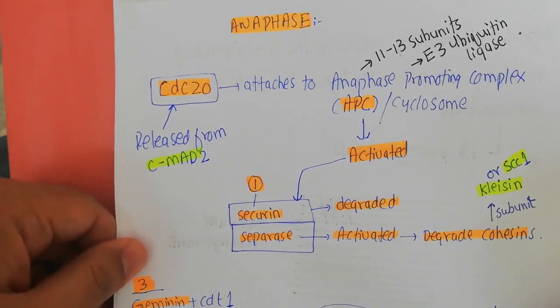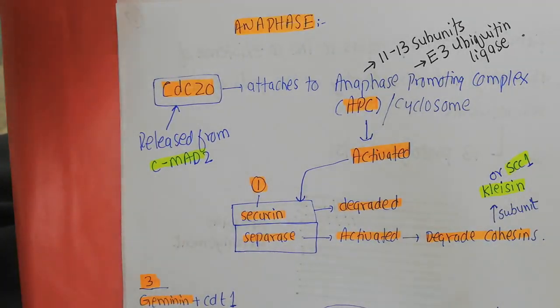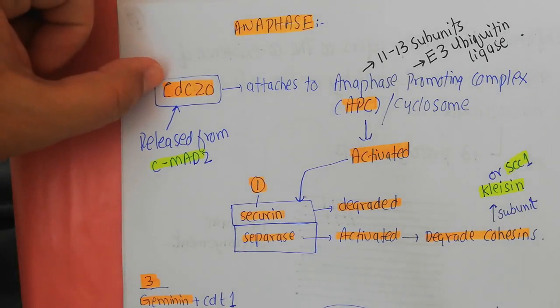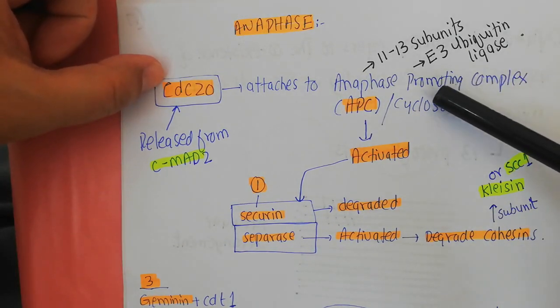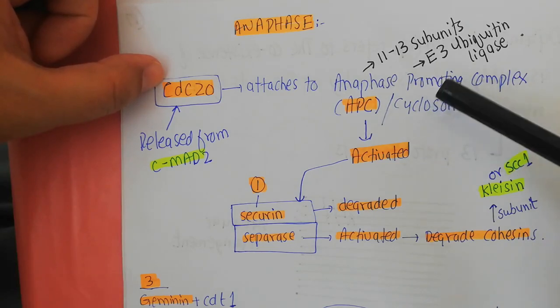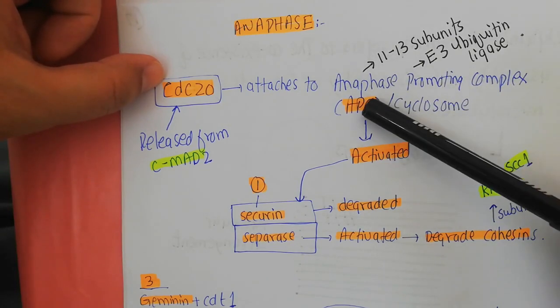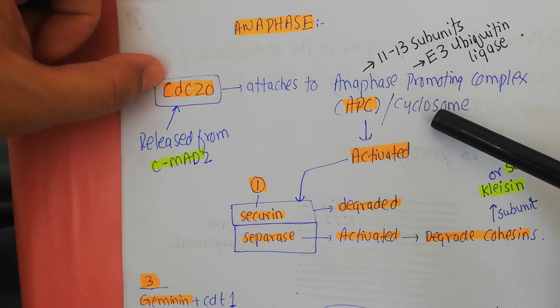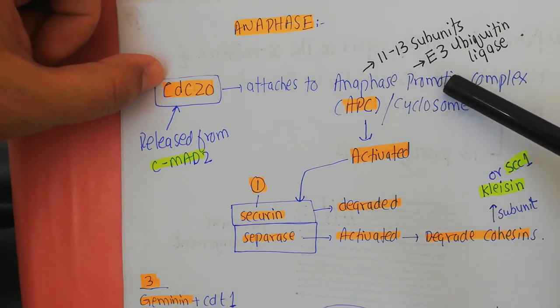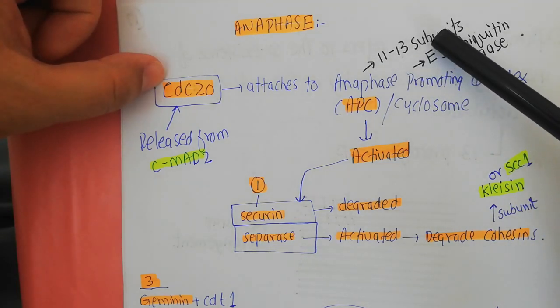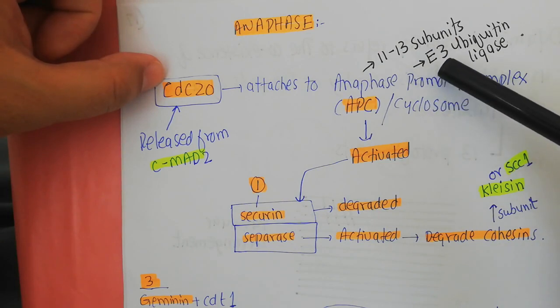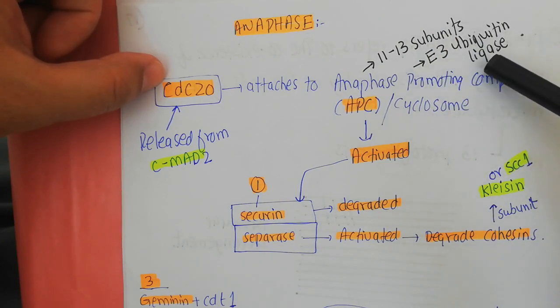Now, let us discuss the functions of the Anaphase Promoting Complex, how it is promoting the anaphase. This CDC20, as I've told you, when activated, is going to bind to this Anaphase Promoting Complex, and the Anaphase Promoting Complex is going to get activated. This Anaphase Promoting Complex, the APC, is also called the cyclosome, and it is a large protein complex made up of about 11 to 13 subunits, and it is an E3 ubiquitin ligase.